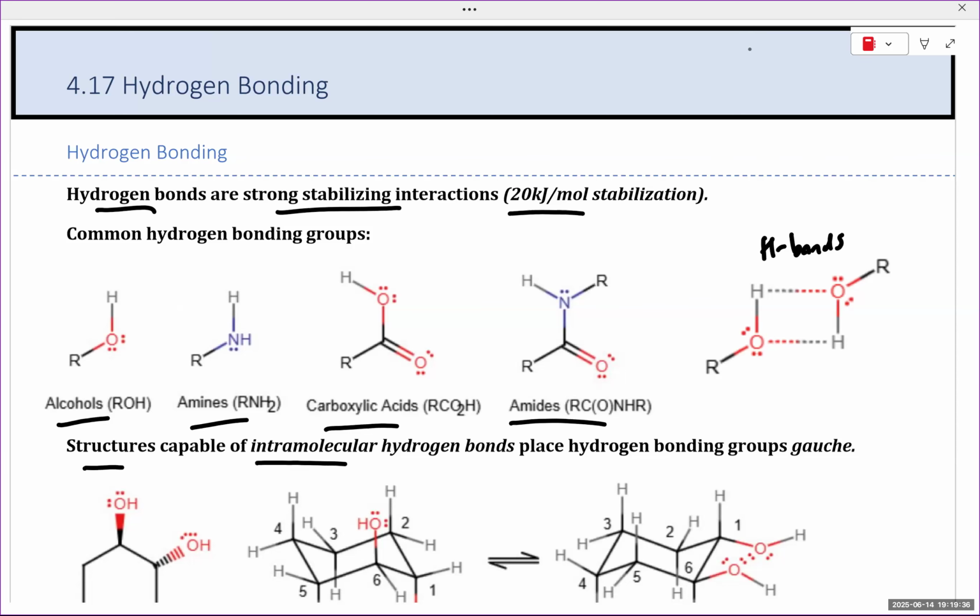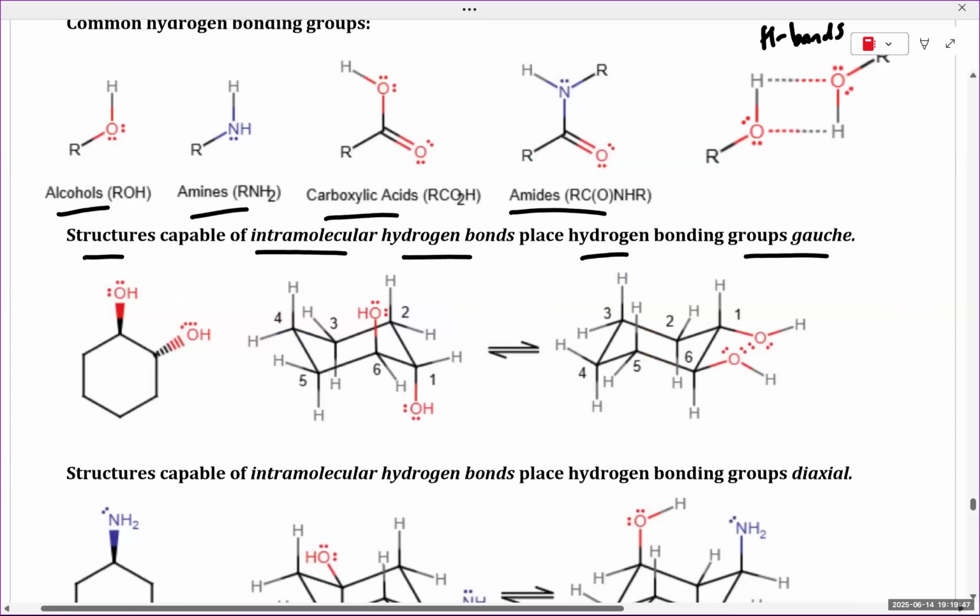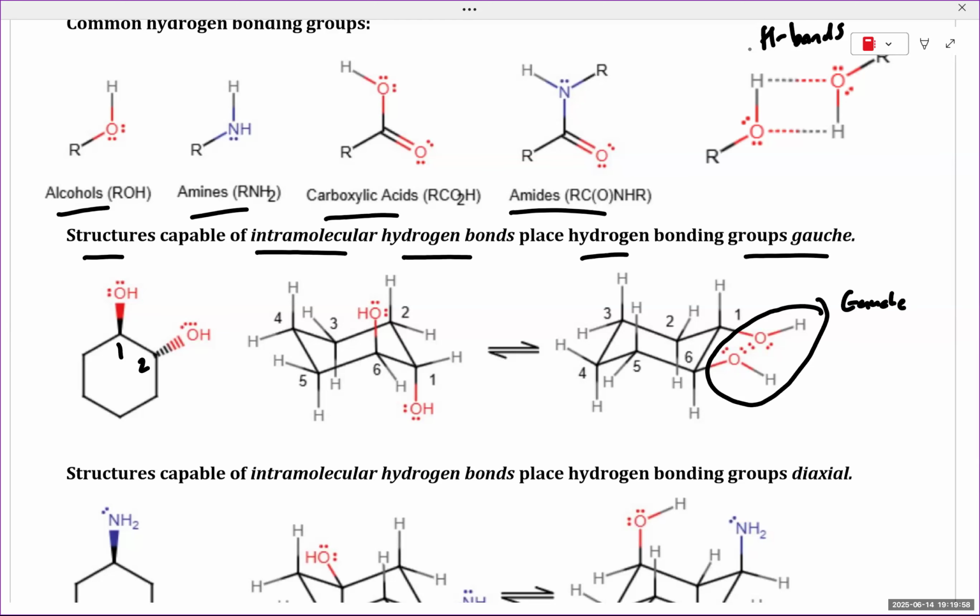Structures capable of intermolecular hydrogen bonds will place hydrogen bonding groups gauche or diaxial if necessary. So for example, in this case, if we have a 1-2 relationship between these alcohols, we're going to prefer to place these two hydroxyl groups gauche, in part to allow these two groups to hydrogen bond.